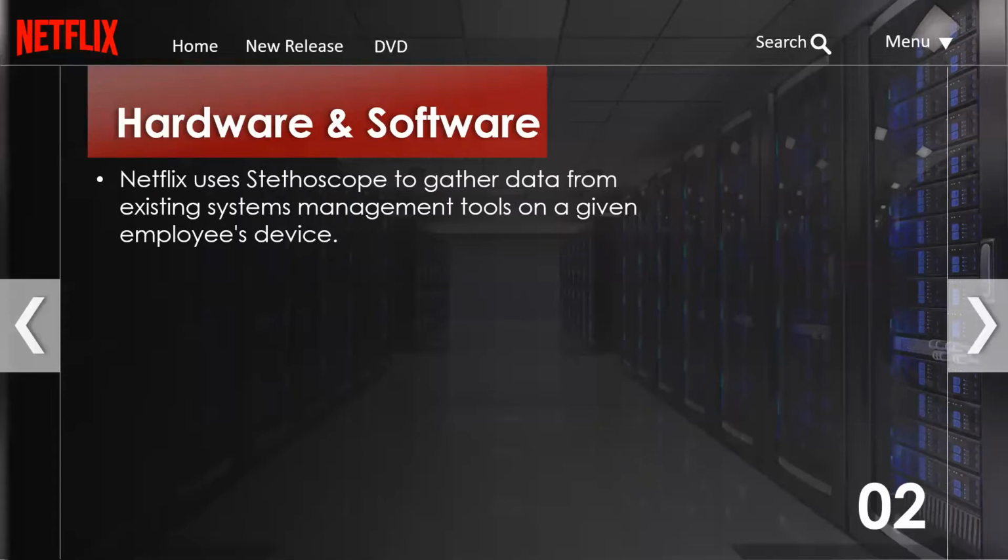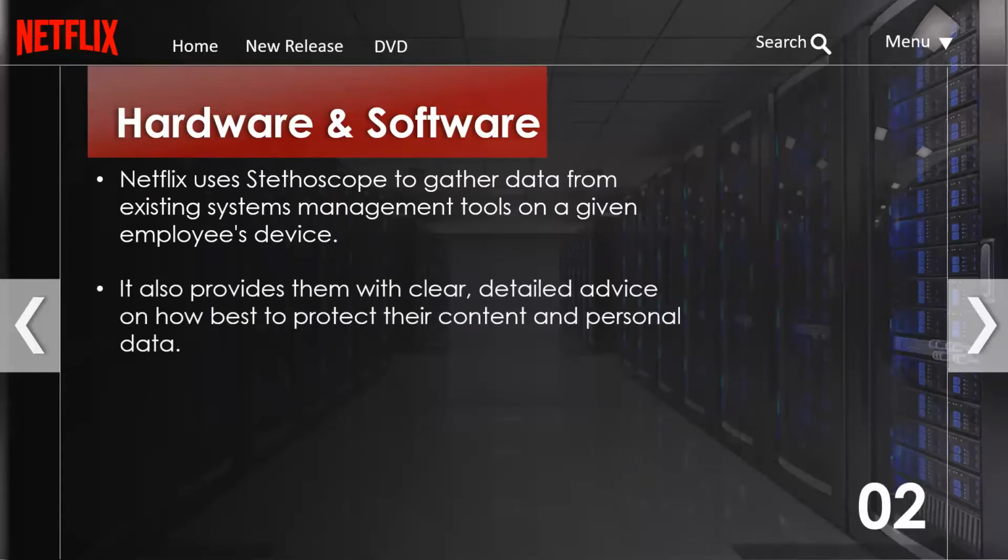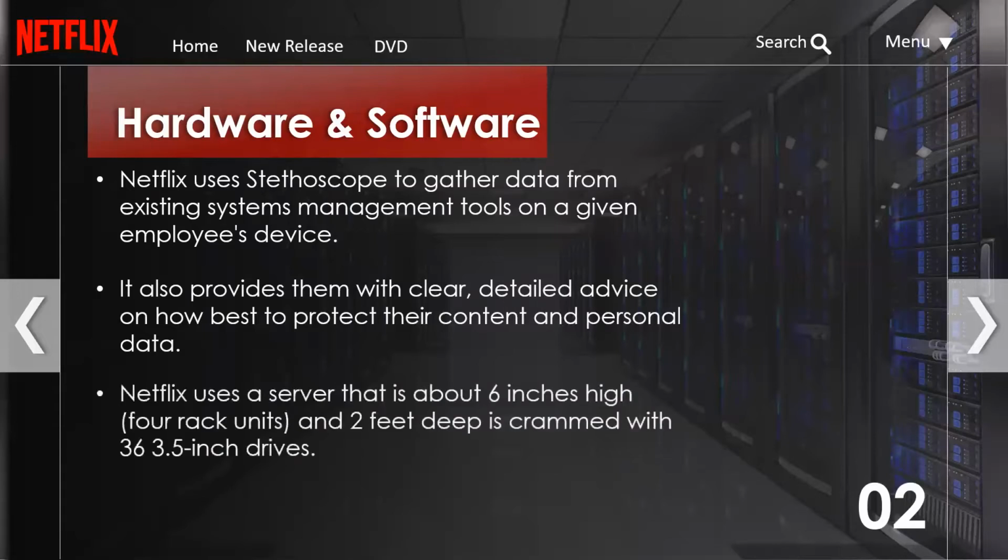Netflix uses Stethoscope to gather data from existing systems management tools on a given employee's device. Why do they do that? They do that because it provides them with clear, detailed advice on how best to protect their content and personal data. The hard drive systems are the most popular of Netflix. Netflix uses a server that is about 6 inches high, which is 4 rack units, and 2 feet deep, crammed with 36 3.5-inch drives.